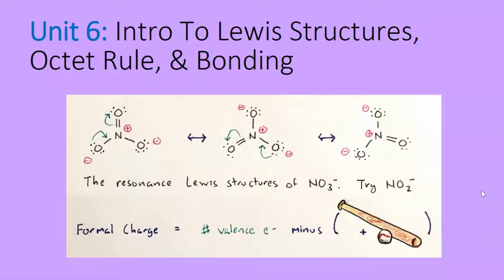Unit 6 is all about Lewis structures. These are structures by which one can draw chemical compounds showing all the valence electrons as either bonds, lines, or lone pairs, these pairs of dots. In this particular video, I want to introduce you all to Lewis structures, and we'll also discuss the Octet Rule and summarize the bonding of some period 2 elements.